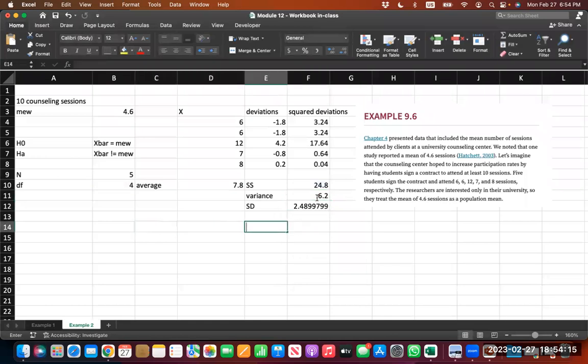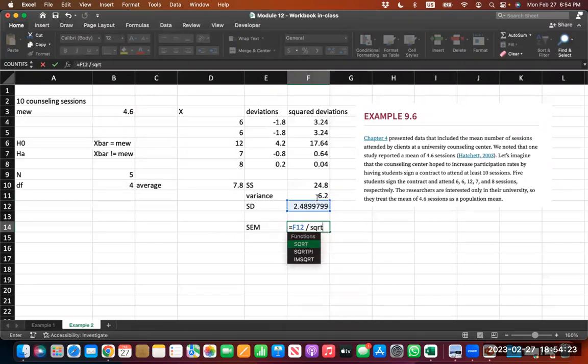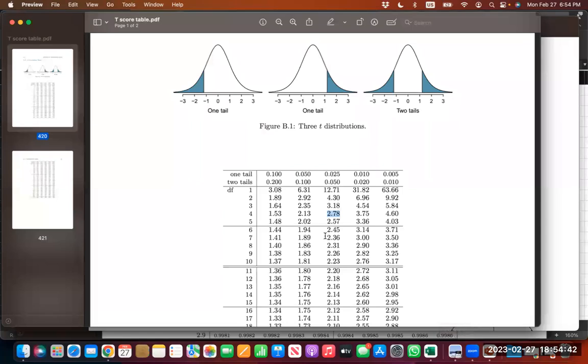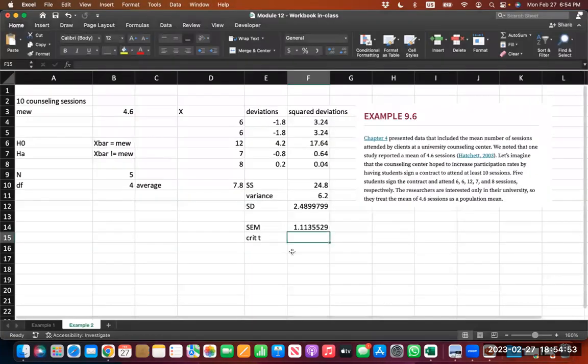Based on the standard deviation, we can now estimate our standard error of the mean, which is the standard deviation divided by the square root of our sample size. Please keep in mind to divide by the square root of the sample size, which gives us a standard error of the mean of 1.14. Next we need to determine our critical t. The critical t is determined by our degrees of freedom, which is 4, and our acceptable alpha, which is 5%. So we come back to a critical t of 2.78.